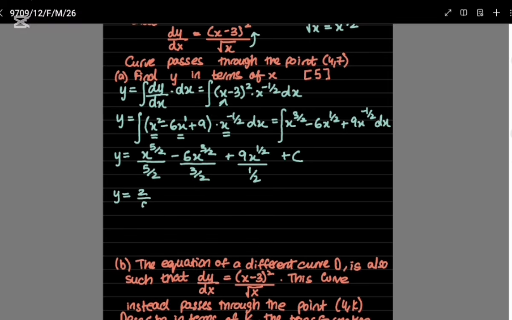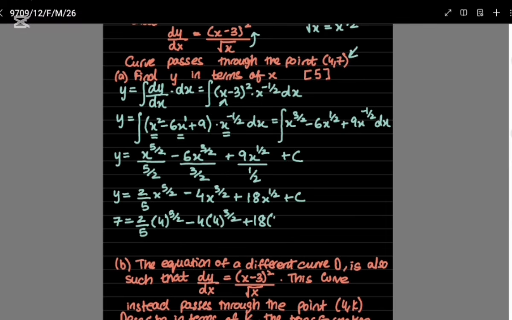So you get y is equal to 2 over 5 x to the power of 5 over 2, minus 6 over 1.5, which is 4, x to the power of 3 over 2, plus 9 over half, which is 9 times 2, which is 18, x to the power of half, plus your constant of integration. Now what is this c? To find c, they have given you a point which is (4, 7). So just simply substitute that. 7 is equal to 2 over 5 times 4 to the power of 5 over 2, minus 4 times 4 to the power of 3 over 2, plus 18 times 4 to the power of half, plus c.